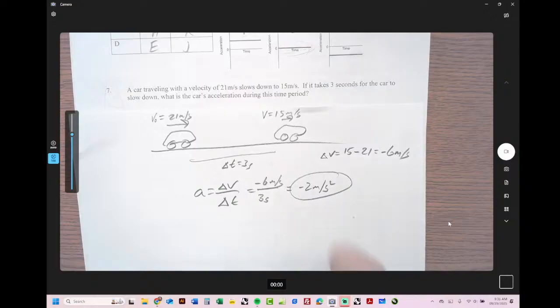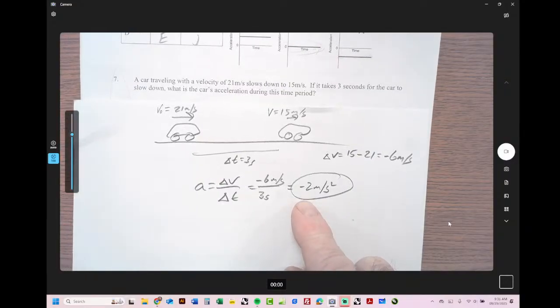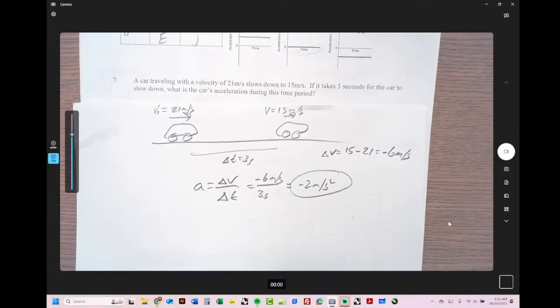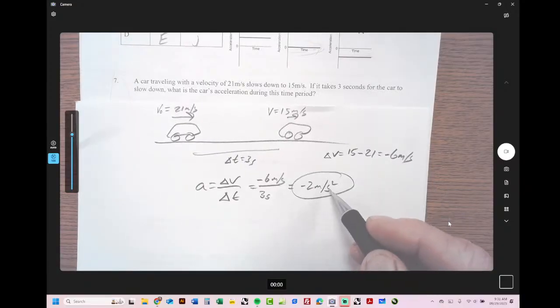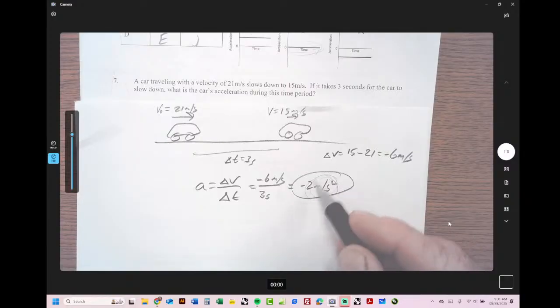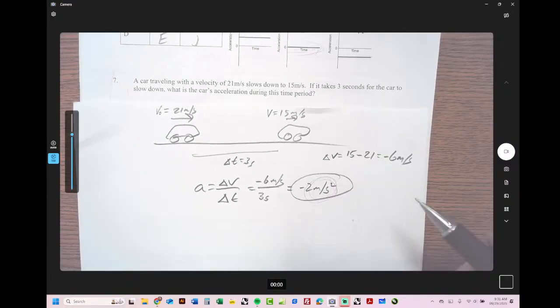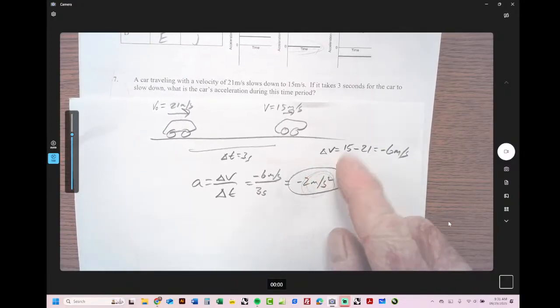So if you had +2, you'd lose a little bit. I don't think I'll end up taking half of it off. I'll probably take off about 1/4 on the test. And if you don't have meters per second, you'll lose at least 1/4 of a point there. Any questions about that one?